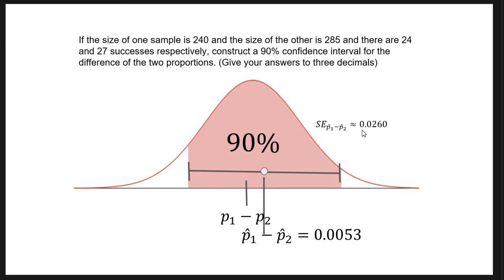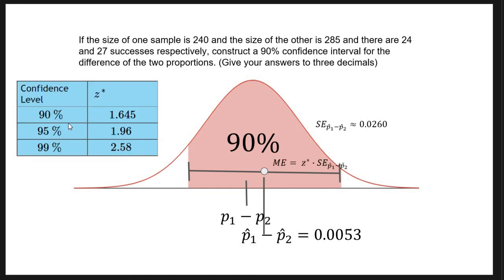So we have the standard error, and we have the point estimate. To create a confidence interval, we take the point estimate and add the margin of error and subtract the margin of error. To find the margin of error, I have to multiply this standard error by the critical z-value. And the critical z-value is going to come from this table.